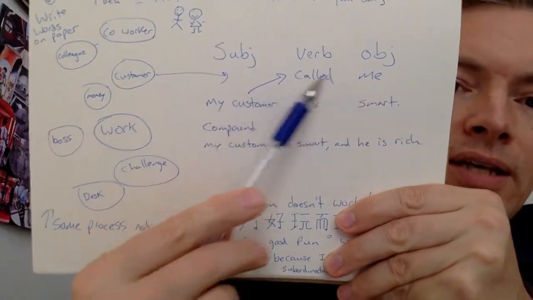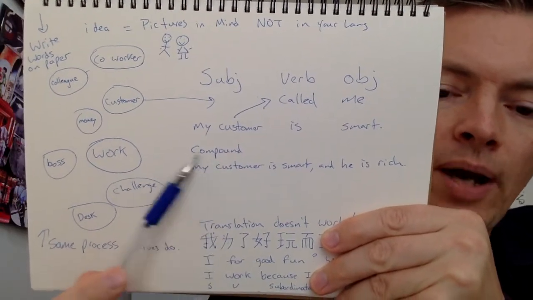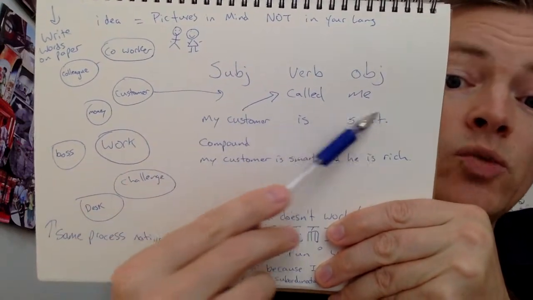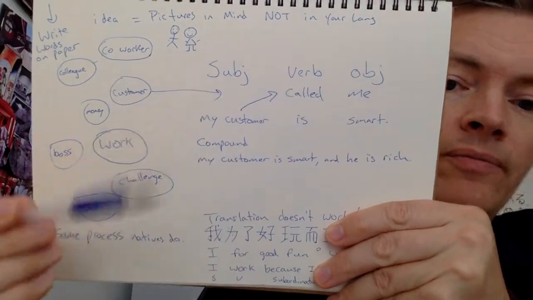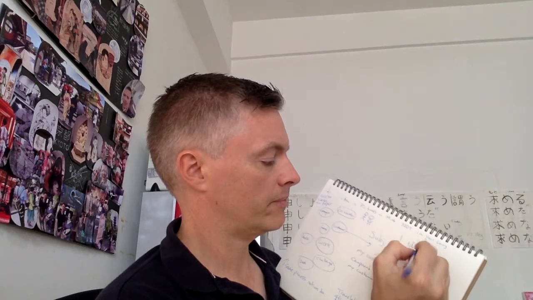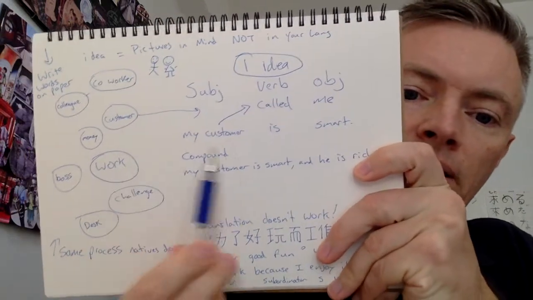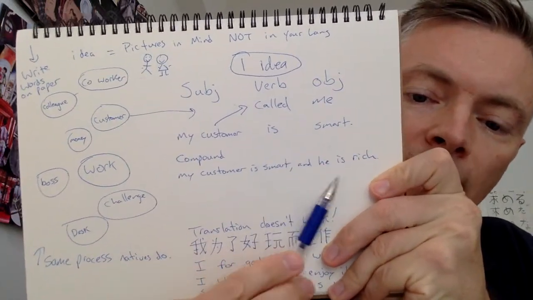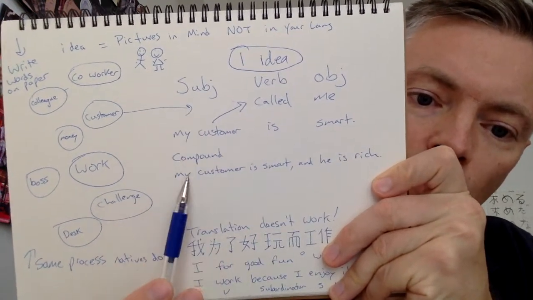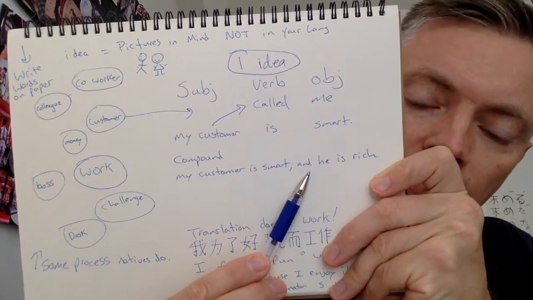Once you go through this process, idea, then you can create a compound sentence. Why is it a compound sentence? Because this subject-verb-object is one idea, just one. As a matter of fact, let me write it down: one idea. Now, the compound is: my customer is smart, comma, and he is rich. We have two ideas, and we have two subject-verb-objects. There's number one, customer is smart, and there's number two, and he is rich, comma, and.